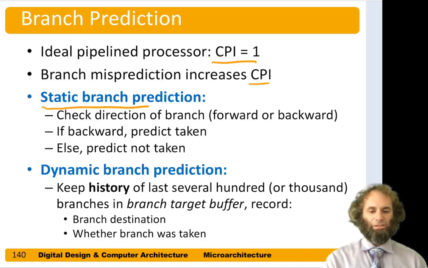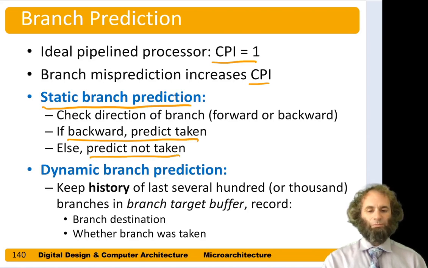Static branch prediction is the simplest technique. It just looks at the direction of the branch. If it's a backward branch, we could predict that it's taken. If it's a forward branch, we might predict that it's not taken.